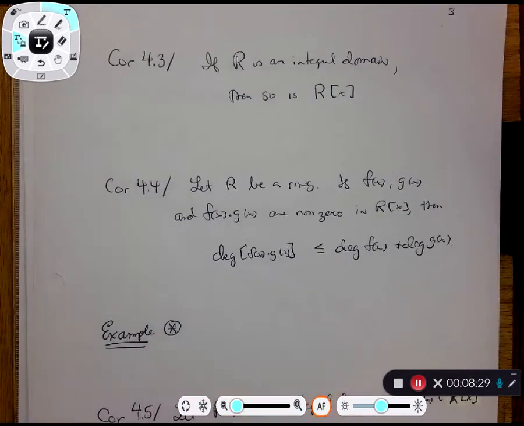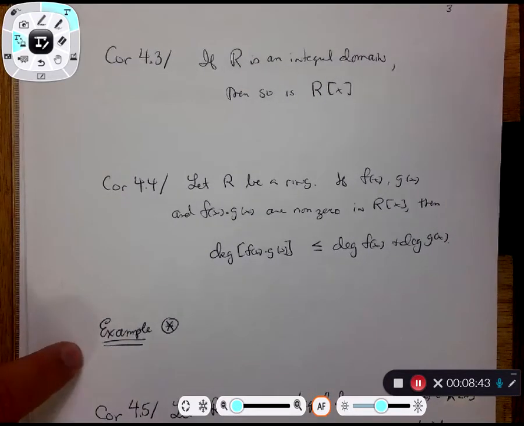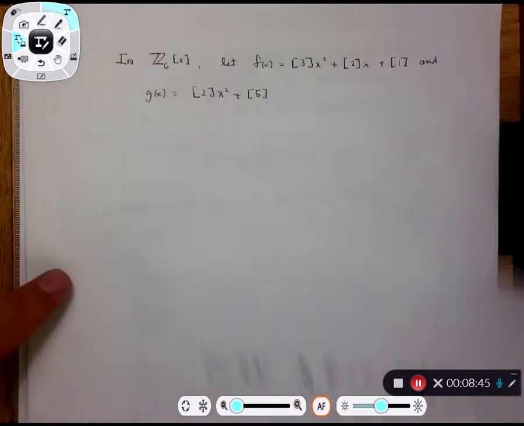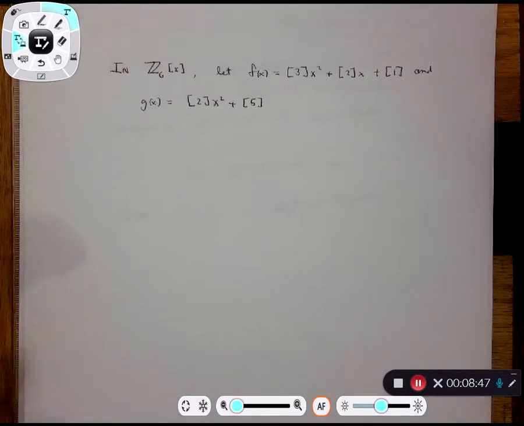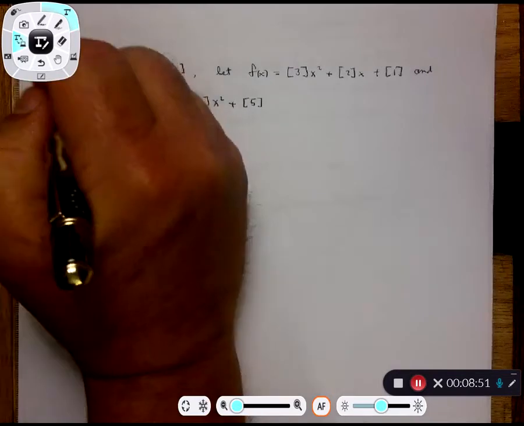The problem is, what if R is not an integral domain? Then you're going to get this inequality. The degree of f(x) times g(x) will actually be less than or equal to the degree of f(x) plus the degree of g(x). So let me give you an example of that. And the way I put my little notes here, I needed another sheet of paper. So here's my sheet of paper for my example. So here's my example right here for you guys.